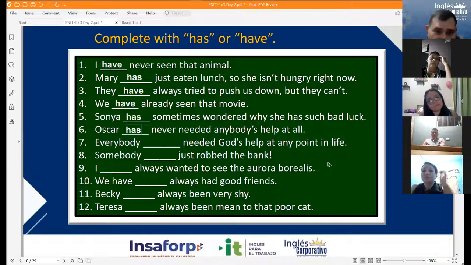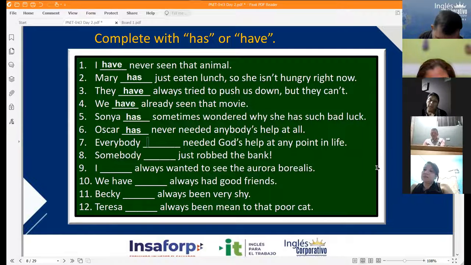Oscar has never needed anybody's help at all. At all. Never needed anybody's help at all. Has never needed anybody's help at all. Number seven, what do we have for seven? Everybody has needed God's help at any point in life. Exactly. Everybody has needed God's help.